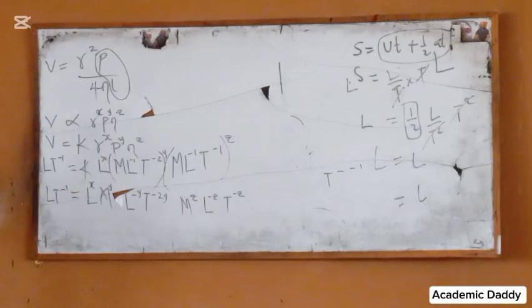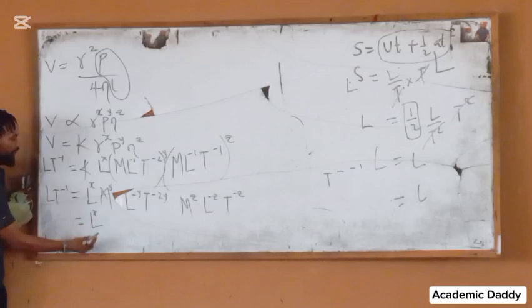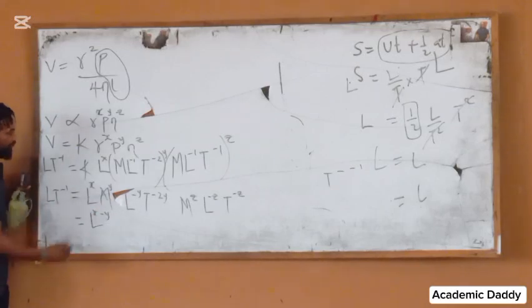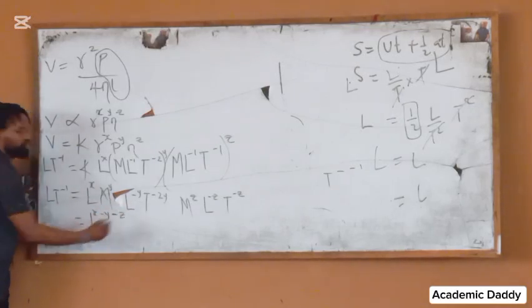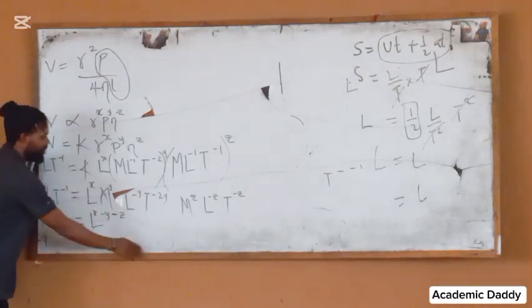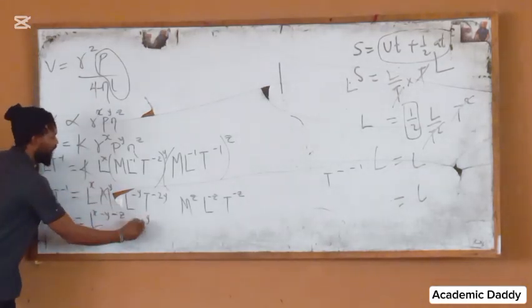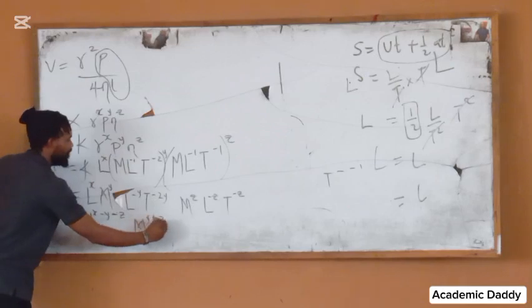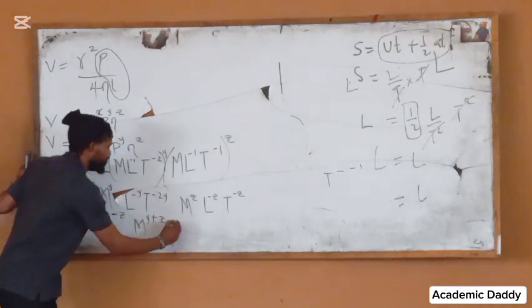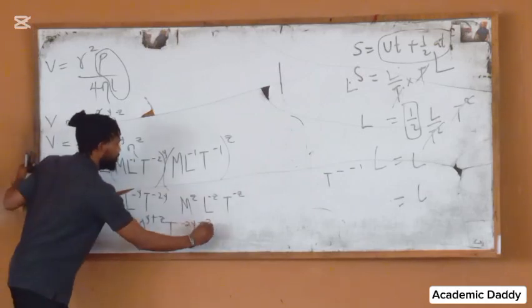So for L, I have X, then minus Y, then minus Z. We are just doing indices. If the bases are the same, add the powers. That is why, if you've not learned indices, it's important. You can learn it, and I believe Master Taka will still teach it. Next is M: I have M to the power Y plus Z. Any other M here? Then the next one is T: I have T to be minus 2, Y, any other T? Minus Z.